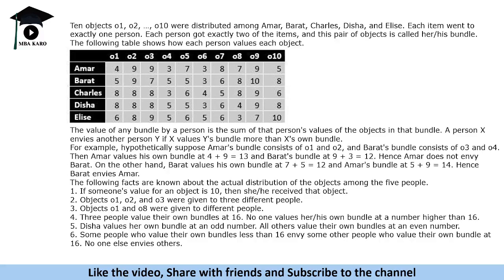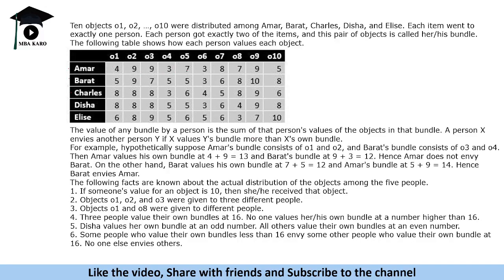Quite a good set. It says that 10 objects, O1 to O10, were distributed among 5 people. Each item went to exactly one person. Each person got exactly 2 of the items. So there are 10 objects, and each person will get 2 because there are 5 people. It is a unique distribution that you must know. The value of any bundle for a person is the sum of that person's values of the objects in that bundle. These people value different items differently, they have given different ratings to the 10 objects. So a person will get 2 items out of these.